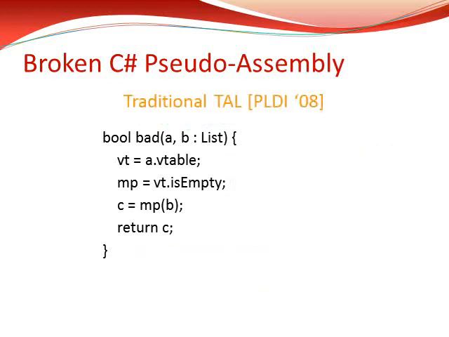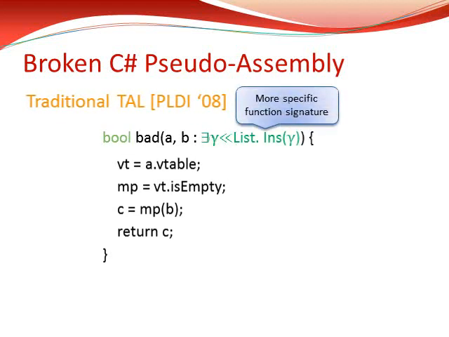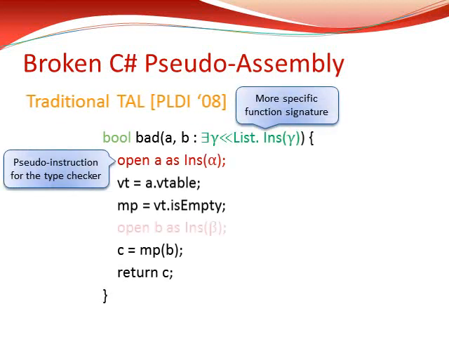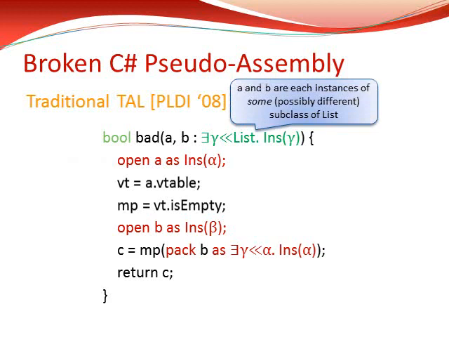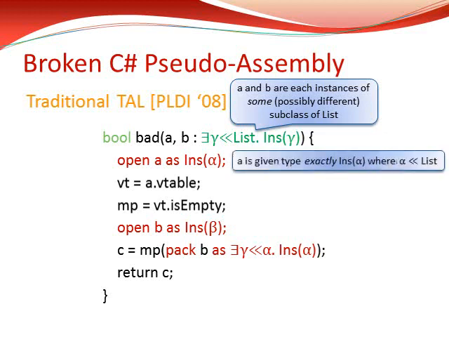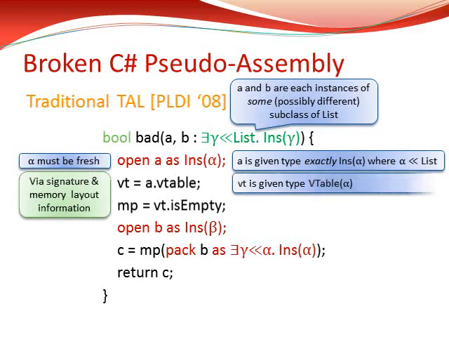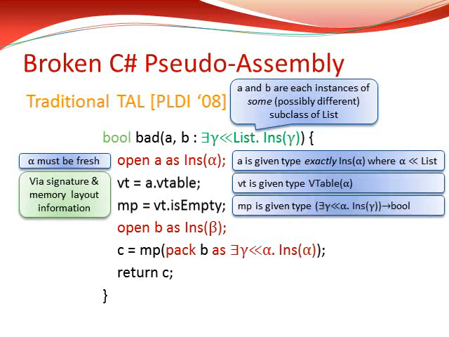In prior work, what we did to identify that this program is broken is first, we made the function signature more specific. Then we inserted a bunch of pseudo instructions to help the type checker verify the program. This existential type indicates that A and B are each instances of some, but possibly different, subclass of list. Before we can use A, we have to open its existential type, so that A is an instance of alpha, where alpha is some fresh variable, but which is known to be a subclass of list. Then, using signature and memory layout information, we can figure out that VT is actually the vtable for alpha, and MP is a method pointer whose this pointer is expected to belong to specifically alpha, not just to list.